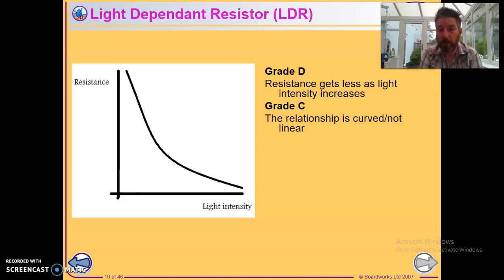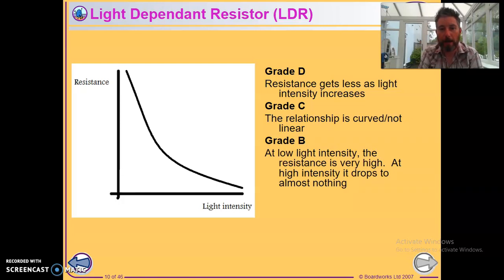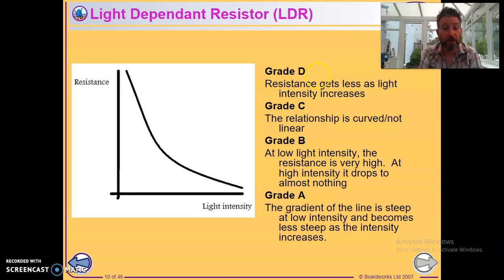This is a non-ohmic resistor. The resistance isn't constant at different voltages. So for more marks, what can we say? We can say at low light intensity, the resistance is very high, and it drops off to virtually nothing at high intensity, and the gradient at the start is steep, and the gradient is shallow at the end. They're exactly the same shape graph. So at high temperatures, thermistors are very low resistance. At high light intensity, light-dependent resistors are very low resistance.